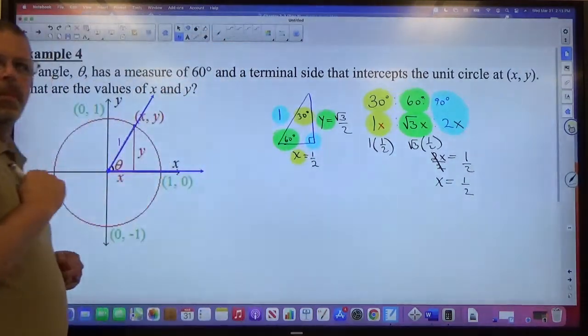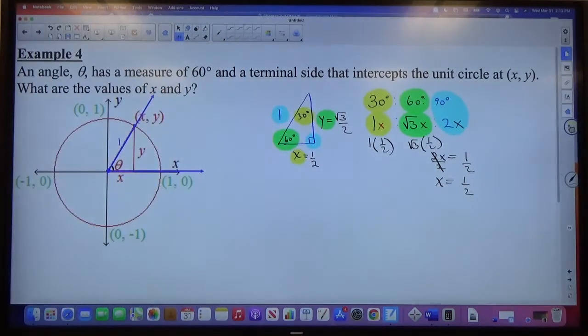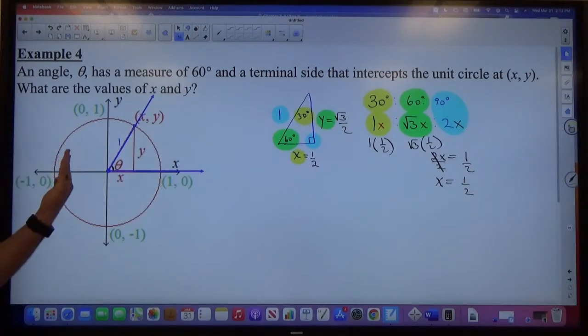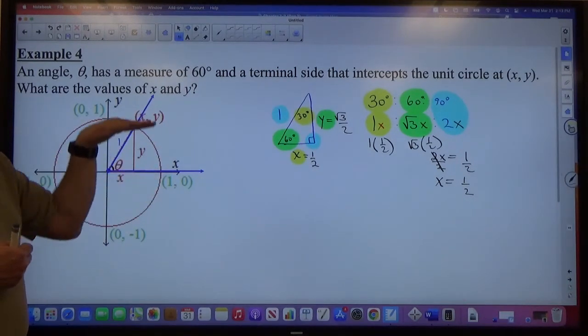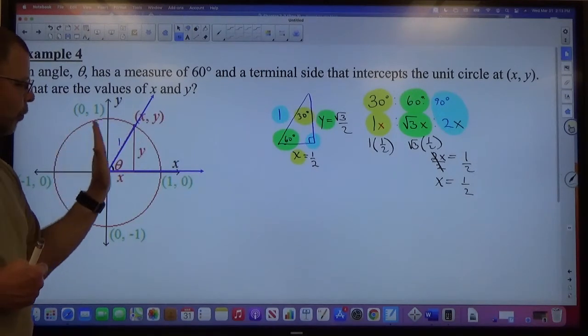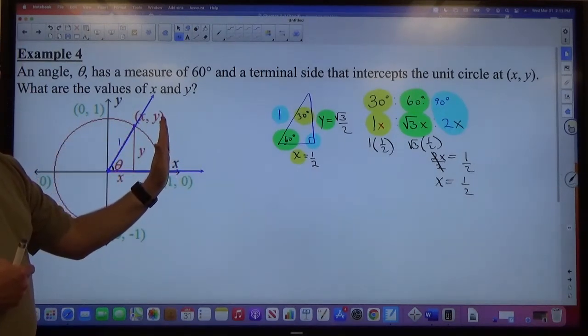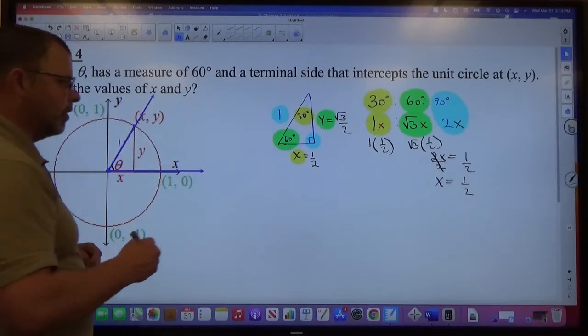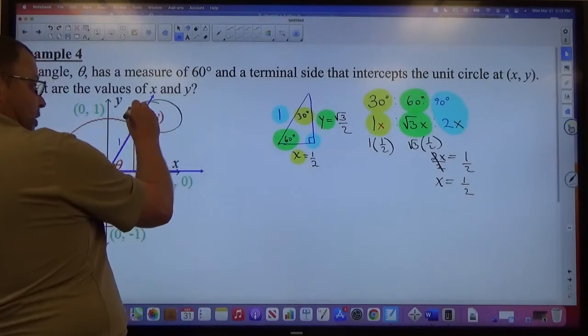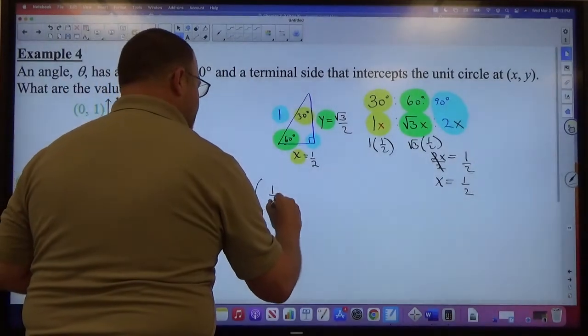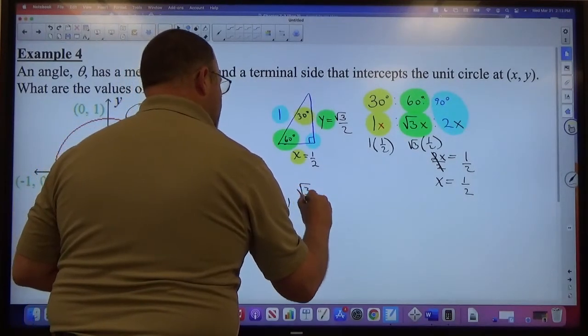So we're just finding those missing sides in the 30, 60, 90 right triangle like we did before. That represents how far I'm moving horizontally, how far I'm moving vertically. And again, I'm moving to the right, which is positive. I'm moving up, which is positive. So my ordered pair that represents this point here is the point 1/2, comma, the square root of 3 over 2.